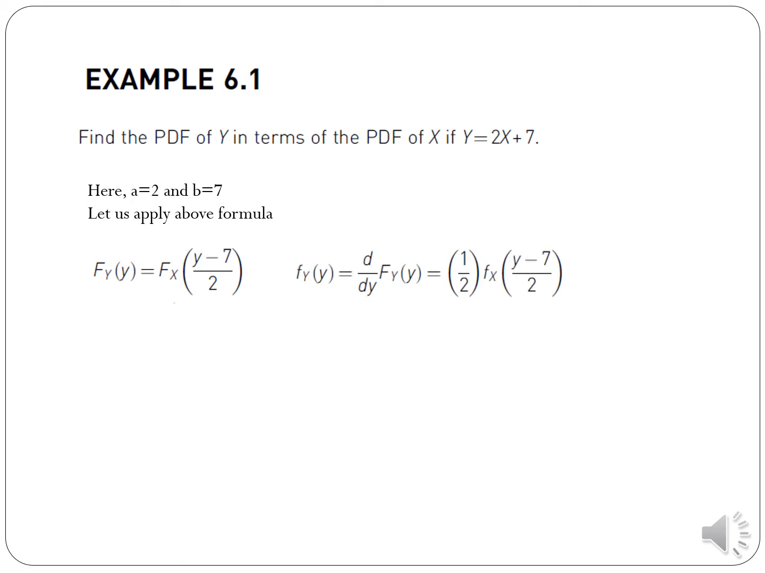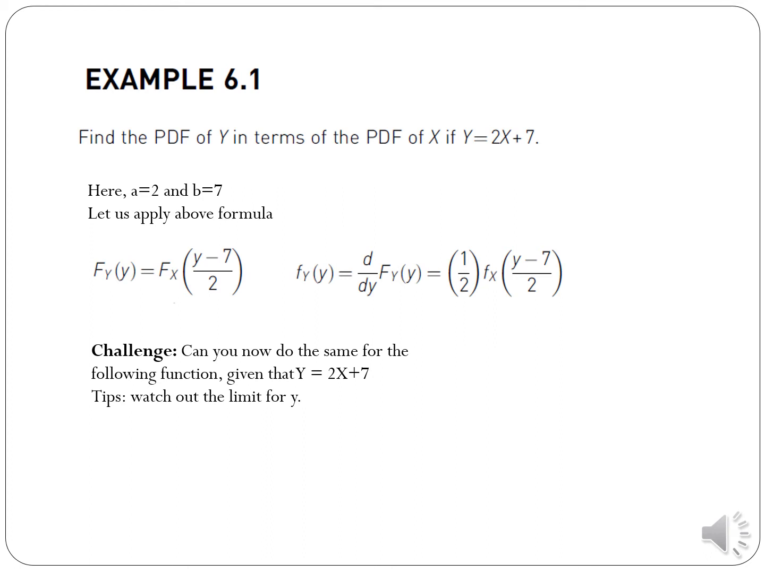Similarly, if you recall the formula of PDF, or you can just differentiate it, both are fine, but you can just use the formula directly, which was 1 by a times fx of (y minus b) divided by a. So we put the values of b and a here and we get fy. In this example we have not used any particular value or function for the distribution function of x.